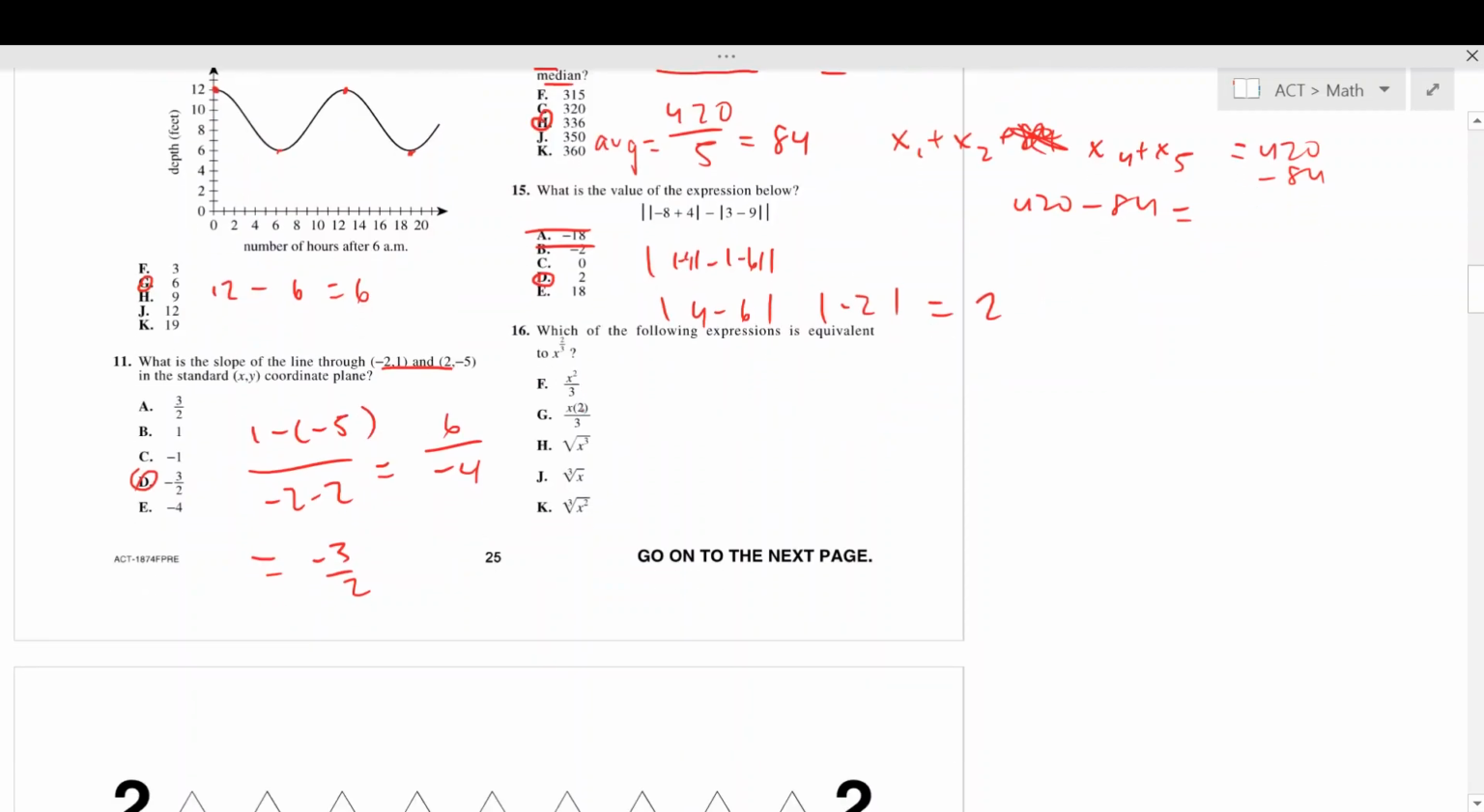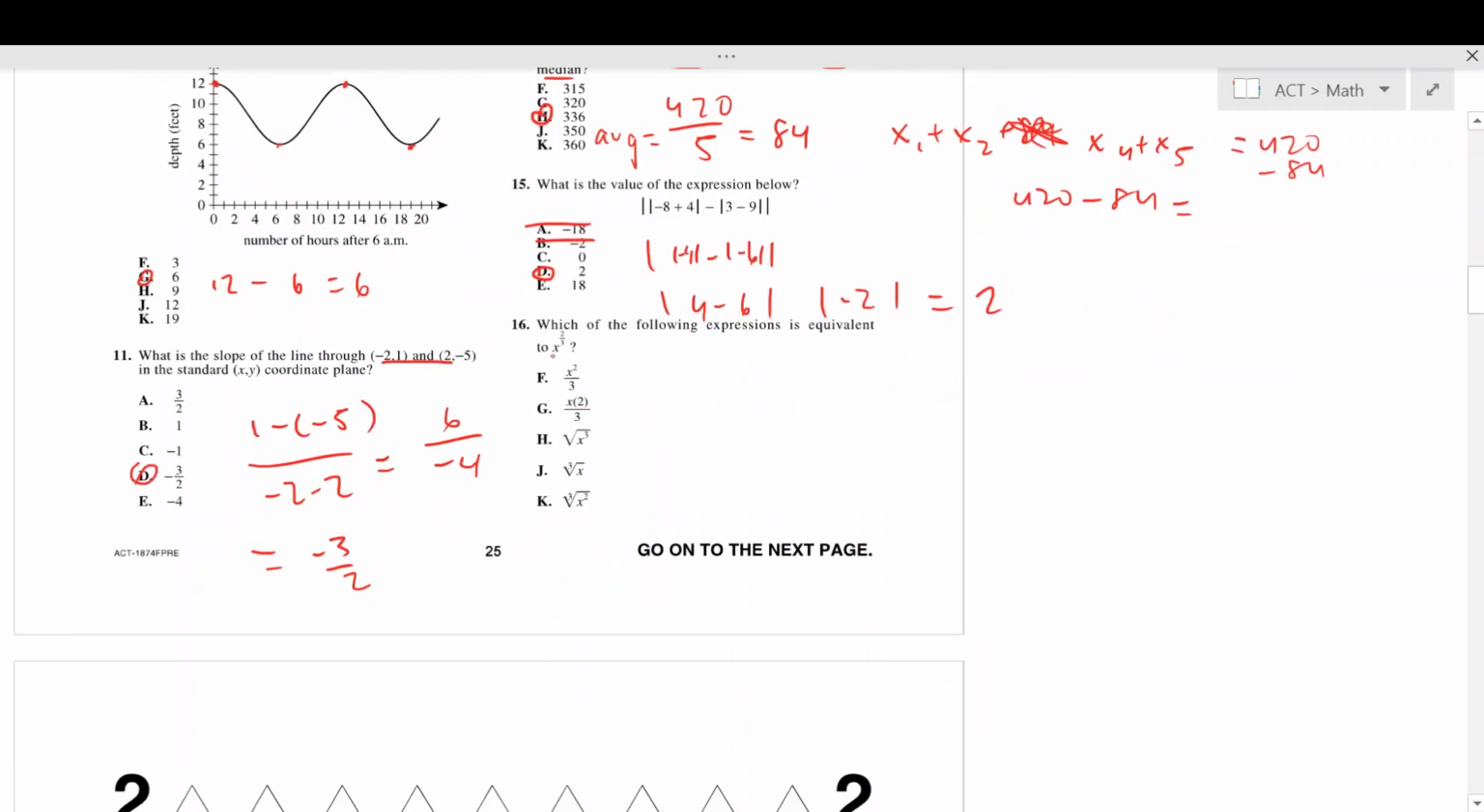Which of the following expressions is equivalent to x to the 2/3? So if you remember the radical and power rule, the fraction power rule, then you would know that if we have a number a raised to b over c, that's equivalent to the c root of a to the b. So if we have x to the 2/3, that's equivalent to the cube root of x squared. That would be K.